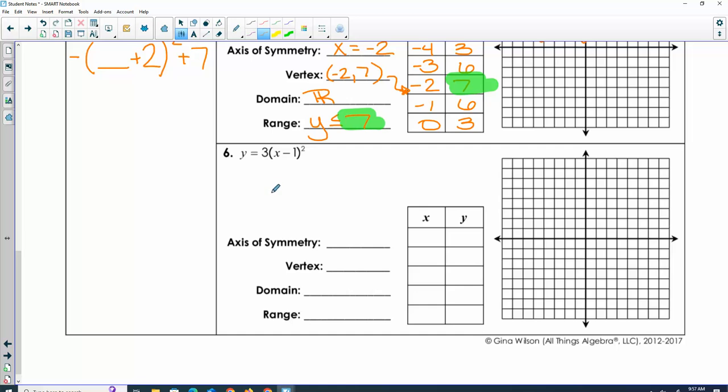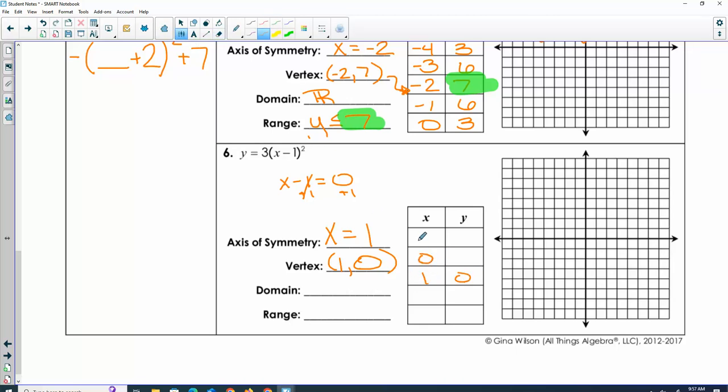Number 6. To find the axis of symmetry, you just take the inside, set it equal to 0. So you add your 1 over, and you get x equals 1. So the x value of the vertex is 1. How do you find the y value? Yep, whatever's added onto the end. If there's nothing there, what is it? 0. Not adding anything. Okay, so 1, 0 is the middle.